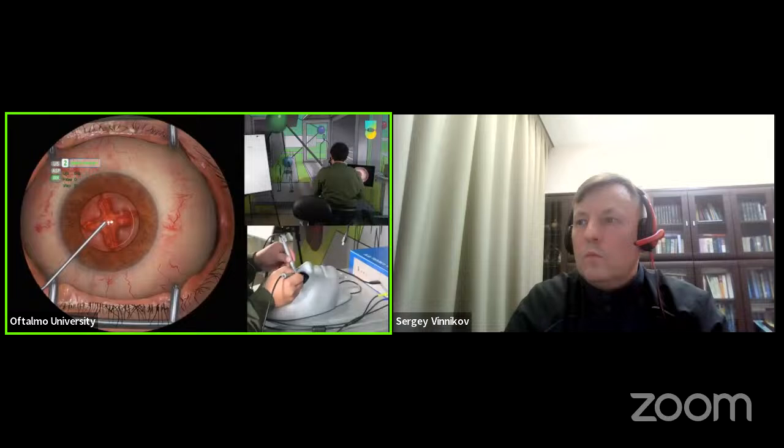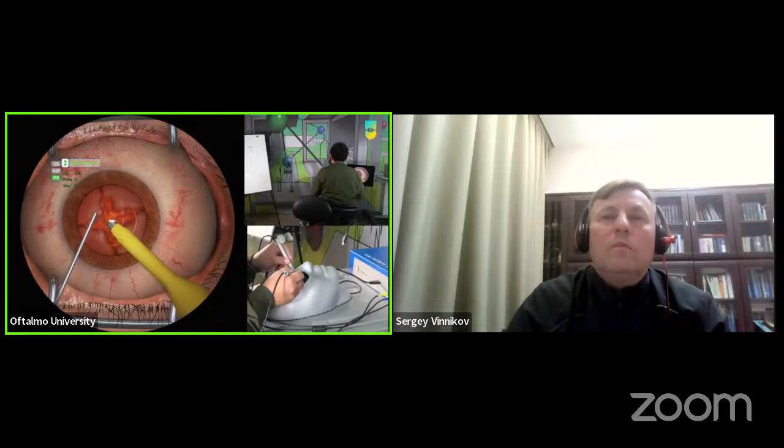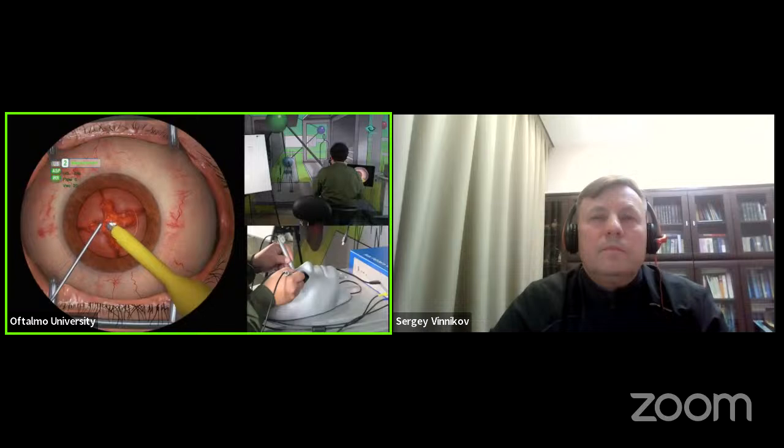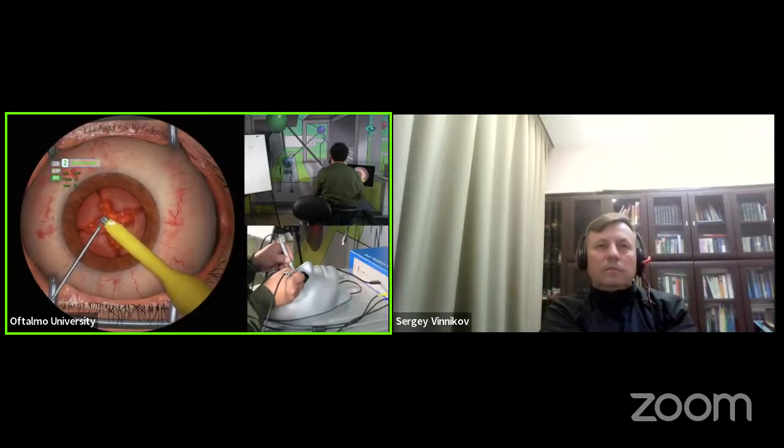Guys, I want you to see our student, what he's doing. He's doing divide and conquer. In this case, with a Phaco machine, he has the lens divided in 4, and he's trying to emulsify that lens.